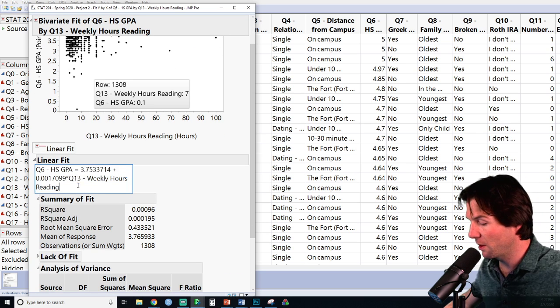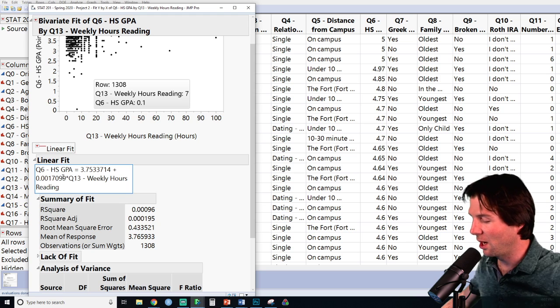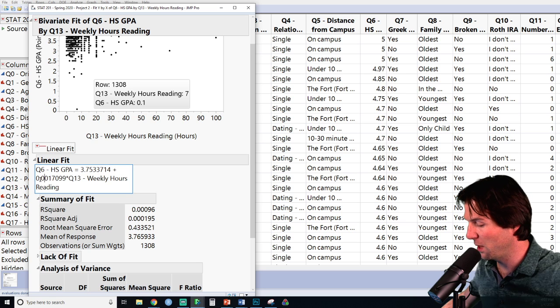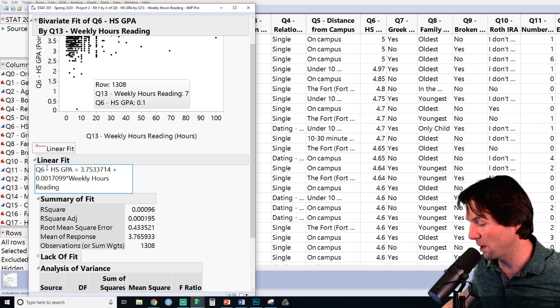Next, we get the equation of the line right here. This is just the y equals mx plus b if you like that equation, or for the statisticians, y hat equals b0 plus b1x. This is y hat. This is b0 plus b1. This is the coefficient of b1. And then this right here is the variable x. It looks like there's minuses right here. It's just the names of the variables. So we're going to fix that just to make it look a little bit nicer. And that looks like it's Q6, but that's just the name of Q6.